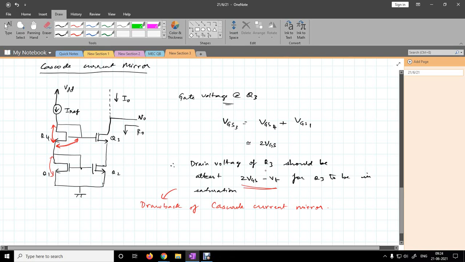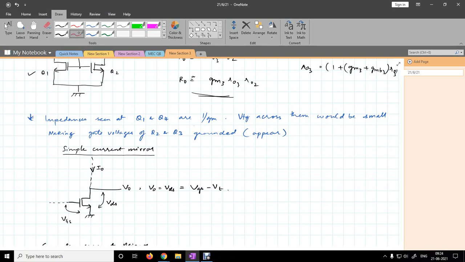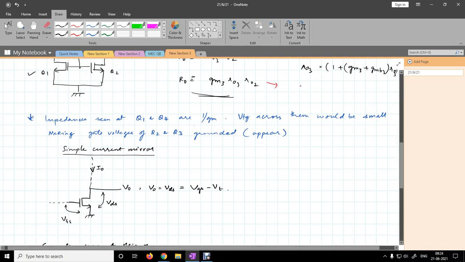So the advantage in our cascode mirror here is my R0 is now intrinsic gain times R02, right? So this is the advantage here. R out has increased significantly.